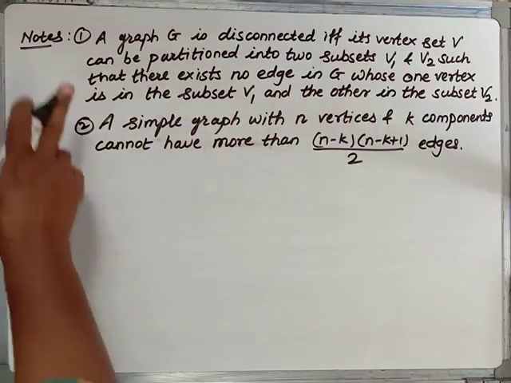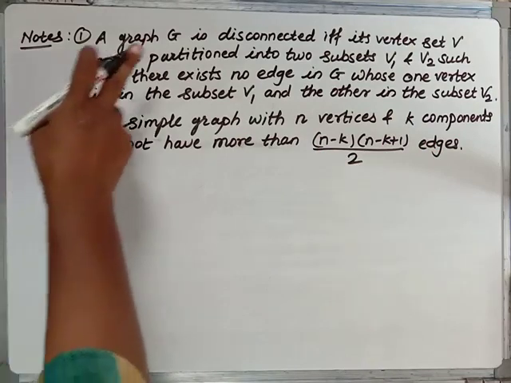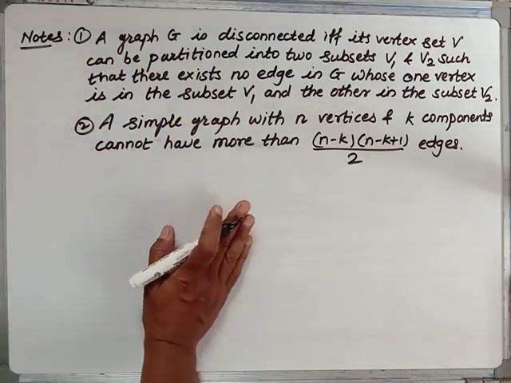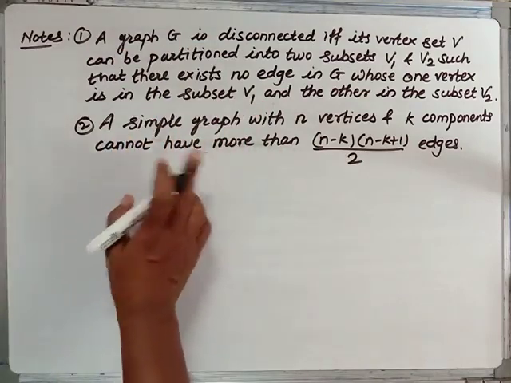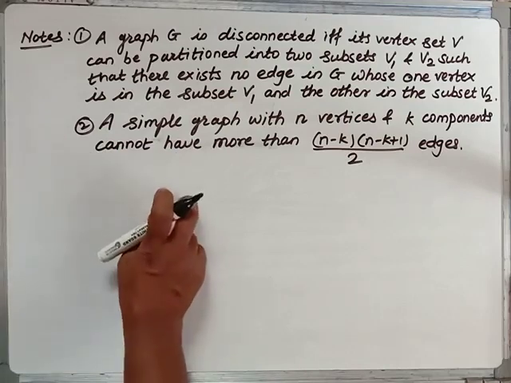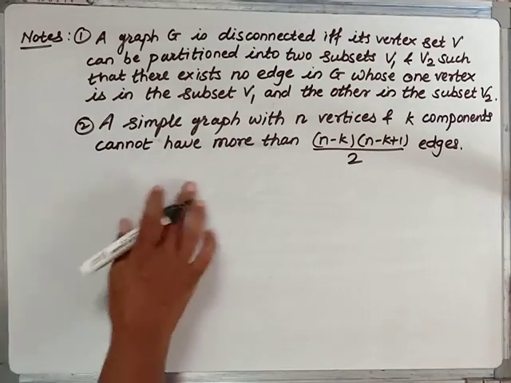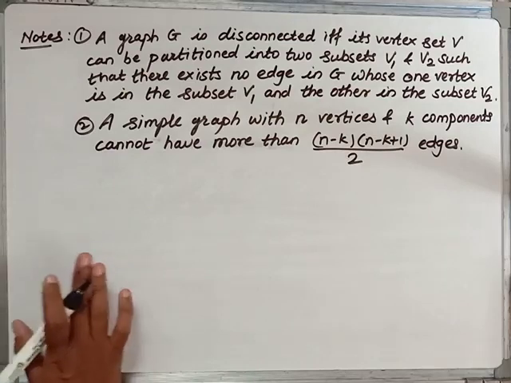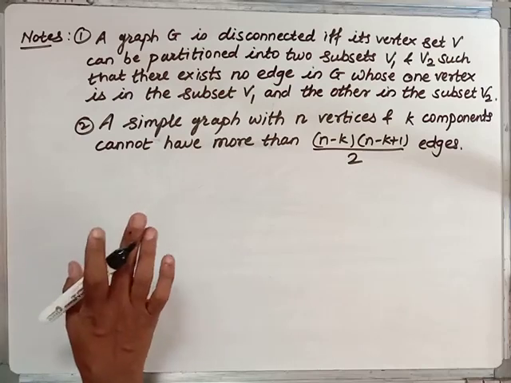Now, this is very true that a graph is disconnected if and only if the vertex set can be partitioned into two subsets such that there is no edge in between, meaning one terminal is in V1 and the other in V2. This is just like the previous example in which we took three different parts, which is a disconnected graph. So no two parts are connected to each other, and that is what a disconnected graph is.